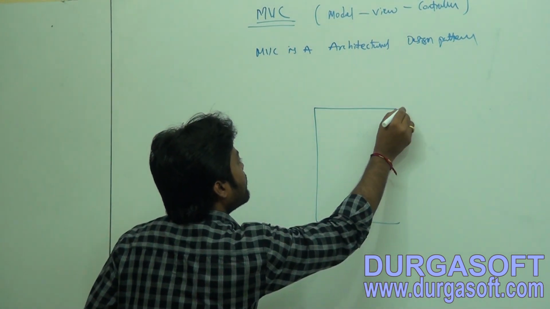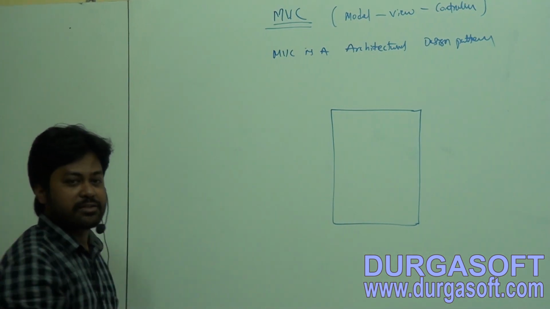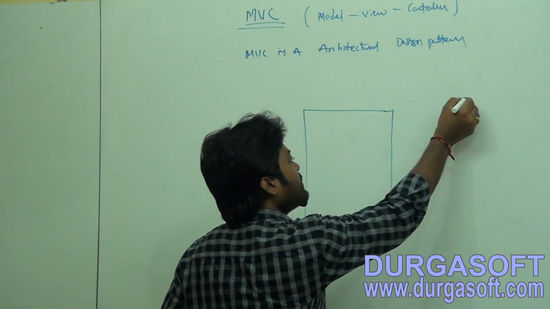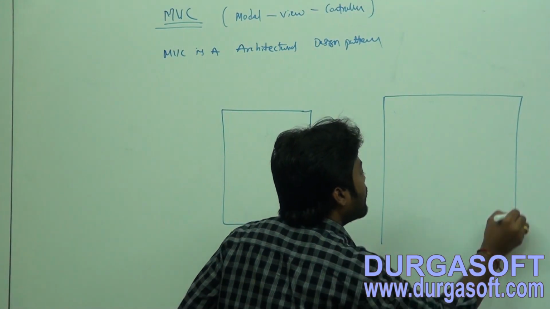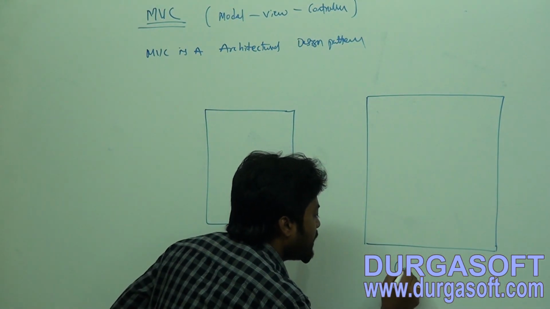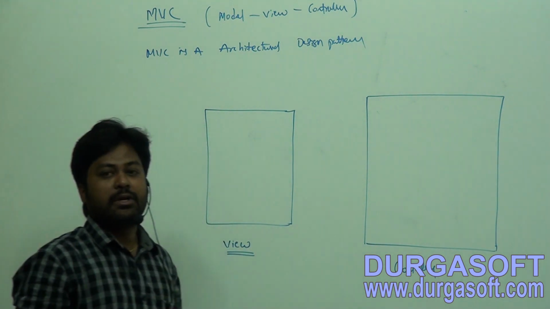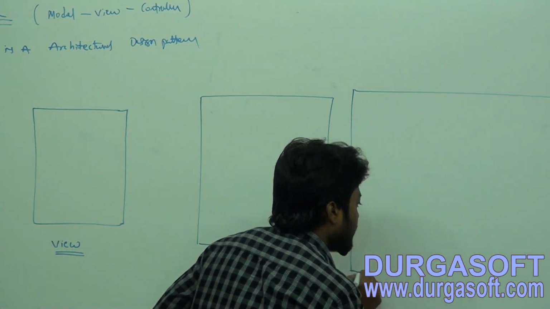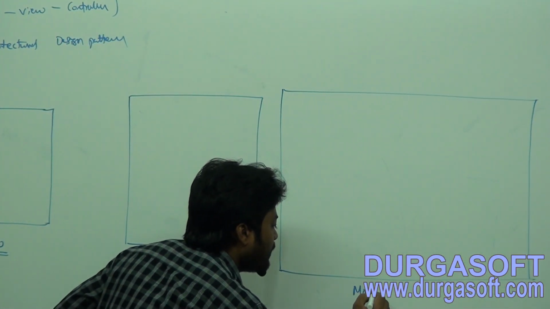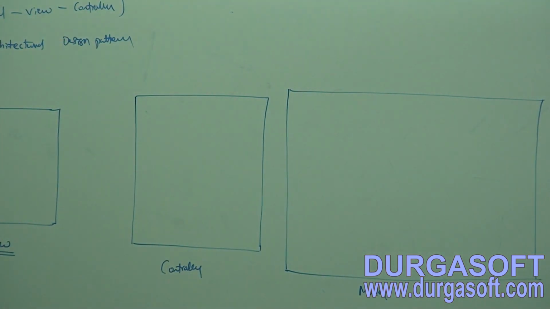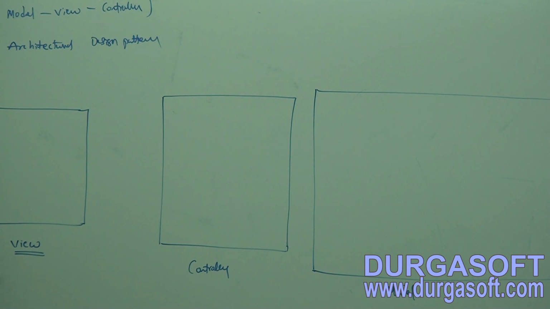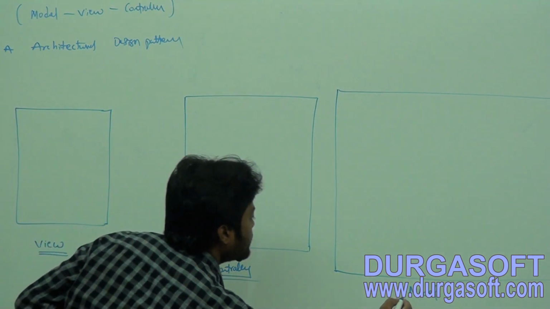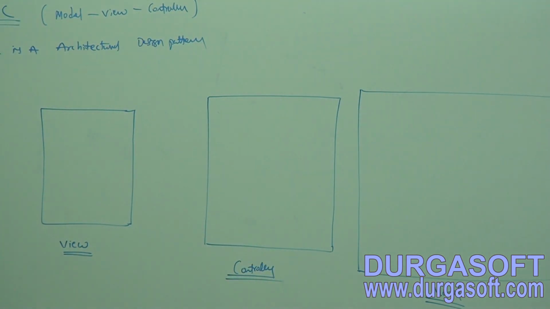So here, as per MVC, your application will be divided into 3 layers: presentation layer, controller layer and model layer. You need to divide your application into these 3 layers: view, controller and model.